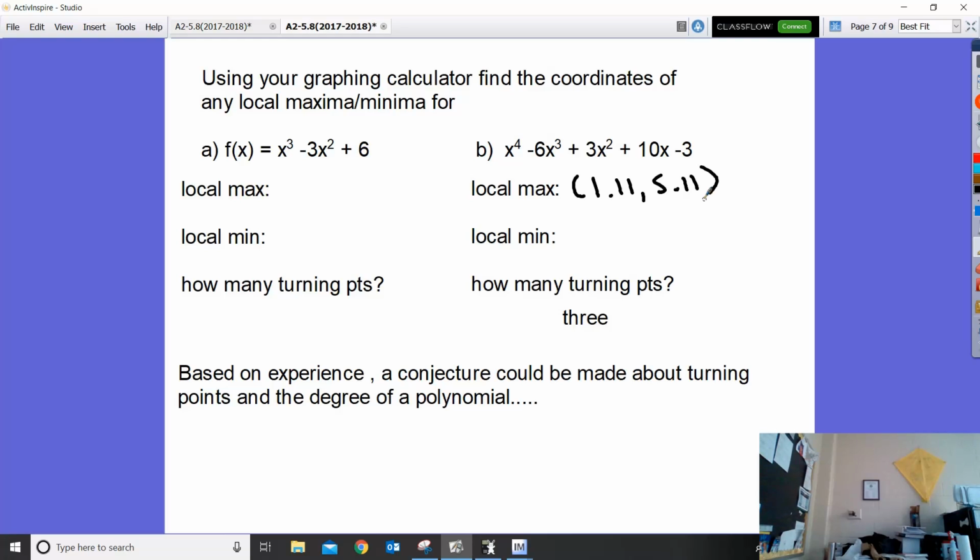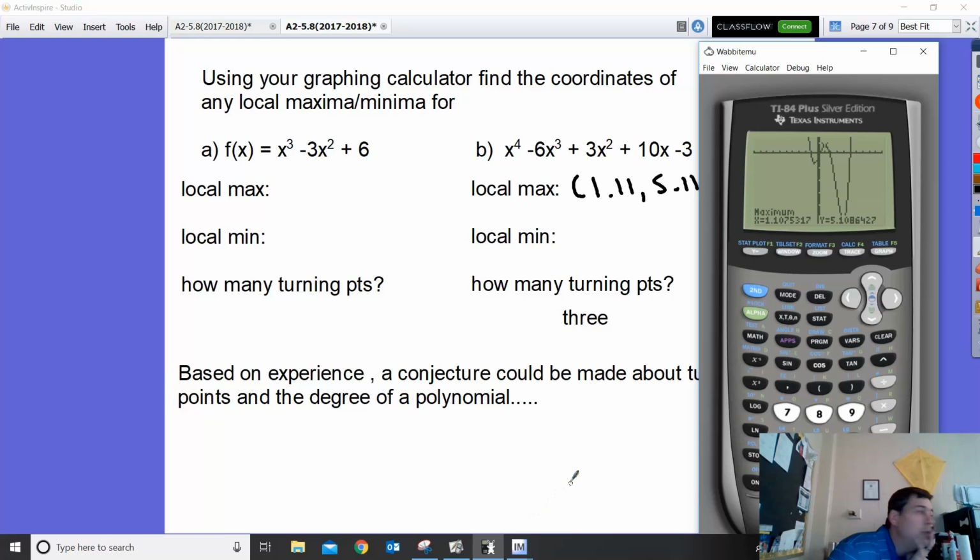Again, learn how to use your calculator. Go get one from the library. Now, the next part's new. I've never done this with you. It's called a minimum. Local min. How many did you see on your calculator? 2. Maybe you should do this.